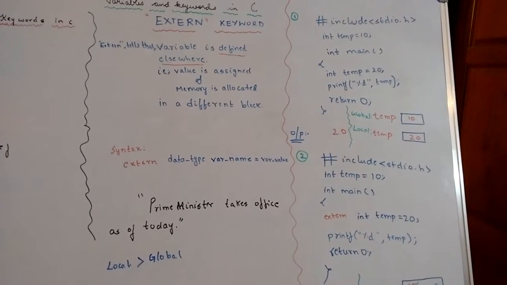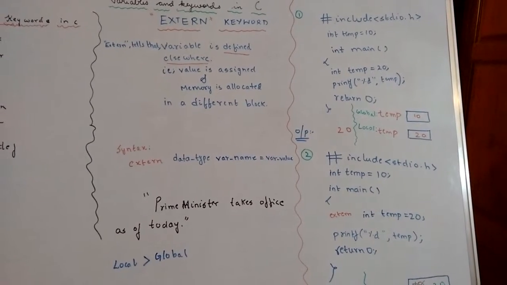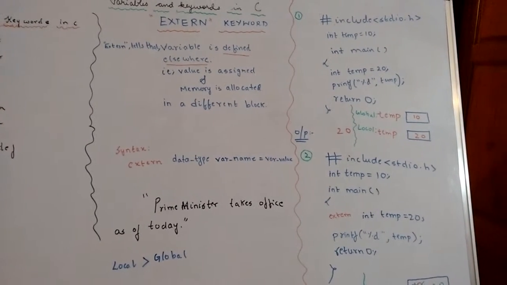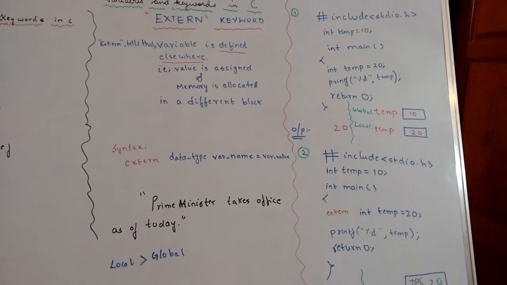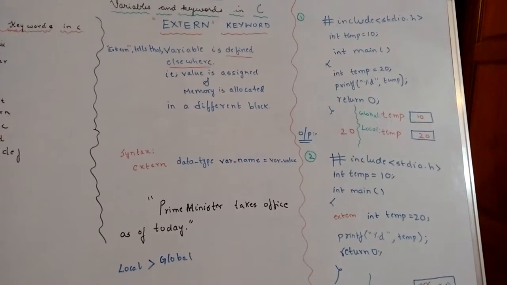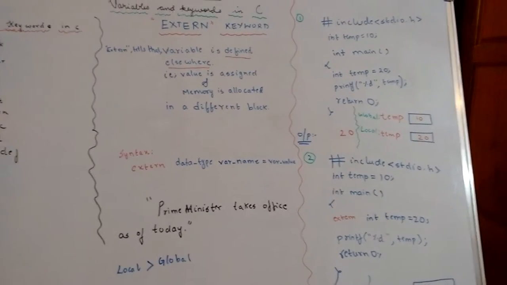So if you ask me how it would look in the memory, inside the memory unit of the computer, I have represented it to the right of the output. You can see for the global variable temp, one memory is allocated and 10 is placed there.